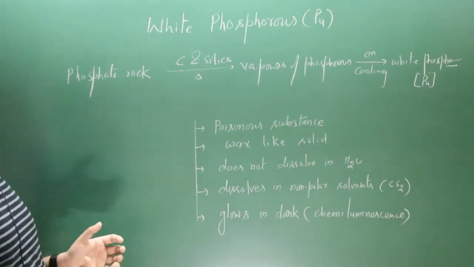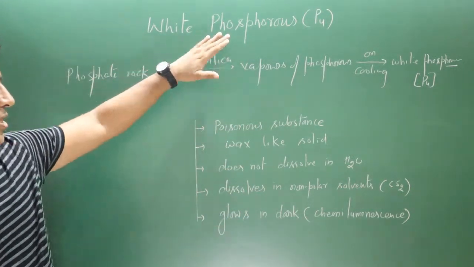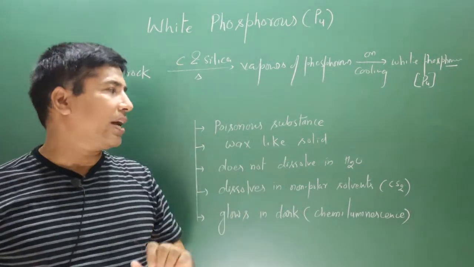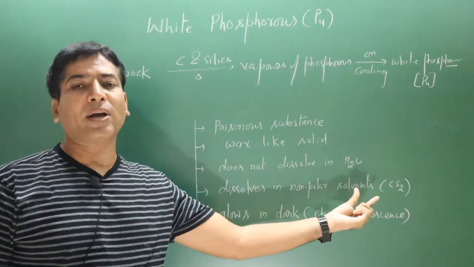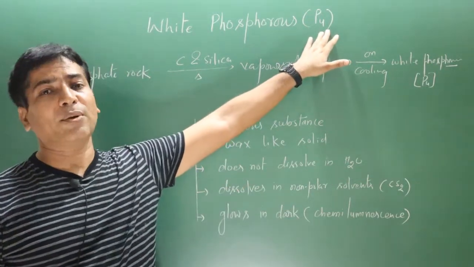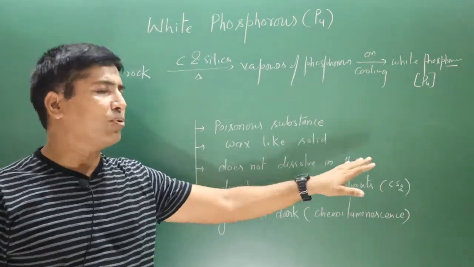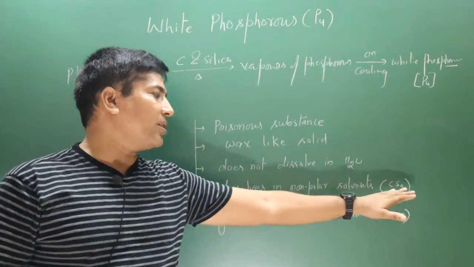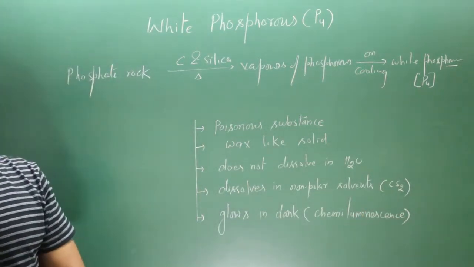There are some selective physical properties we have. Keep in mind, white phosphorus is a poisonous substance. It is a wax-like solid, can be compressed. It does not dissolve in water because water is polar by nature, and phosphorus P4 has the same type of atoms, so it is almost non-polar by nature. Non-polar and polar do not dissolve. It dissolves easily in non-polar solvents such as carbon disulfide. It is non-polar, the dipole moment in this case is 0.